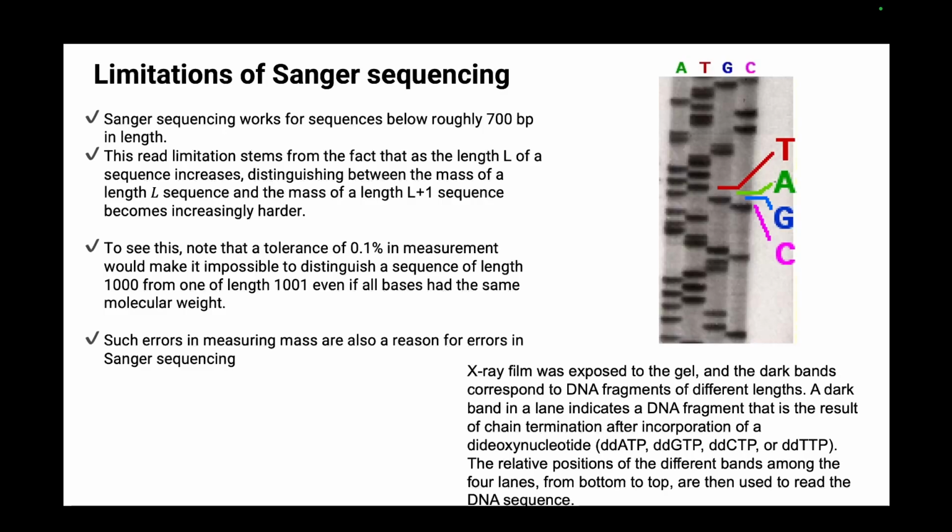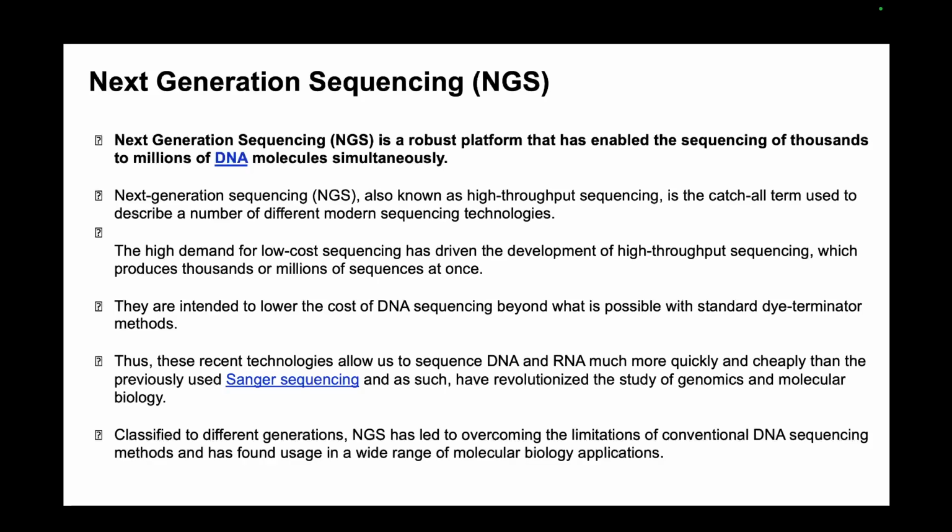So it's practically impossible for longer sequences to be sequenced by Sanger sequencing methods, because after a certain point we realize there is no weight difference between two corresponding strands. To overcome that, we come to NGS sequencing, with which you can sequence millions of DNA molecules simultaneously. It's also known as high throughput sequencing, which is a catch-all term used to describe a number of different modern sequencing technologies.